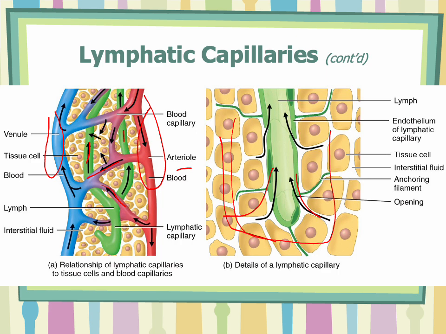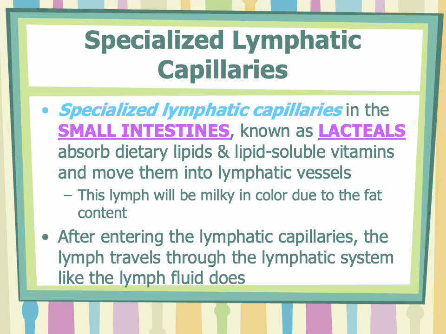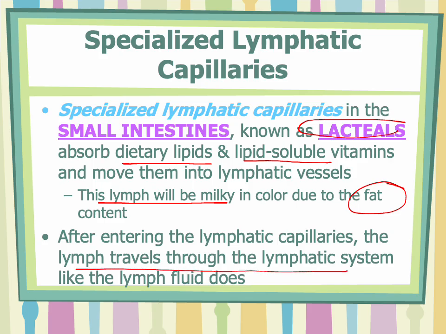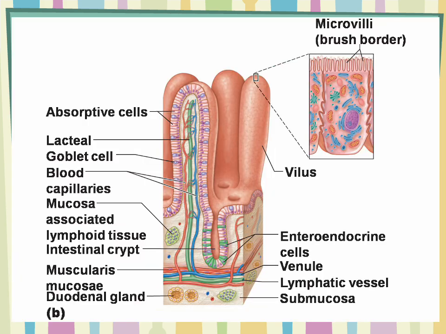lymphatic capillary. Okay, so specialized lymphatic capillaries, we talked about the lacteals. They are located in the small intestine, and they absorb dietary lipids and lipid-soluble vitamins. They're too big to be in the regular capillaries. This lymph is milky in color due to the fat content, and this fluid is going to be called chyle. Okay, then the chyle is going to enter the lymphatic capillaries, and it travels through the lymphatic system like the other lymph fluid does.